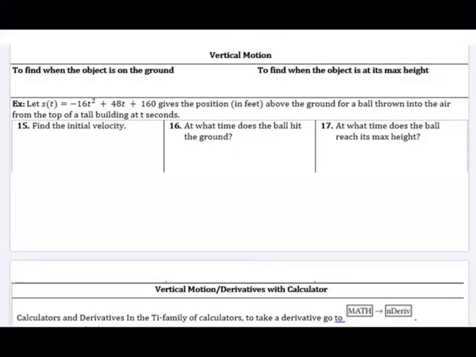Okay, we're going to focus just briefly on vertical motion, talking about an object moving up or down, like throwing a ball straight up into the air. So a couple things to note: when an object is on the ground, its position is 0. To find when the object's at its maximum height, that would be when the velocity is 0. Just thinking about throwing a ball up in the air, it's going to stop before it comes back down, so that's why the velocity would be 0.